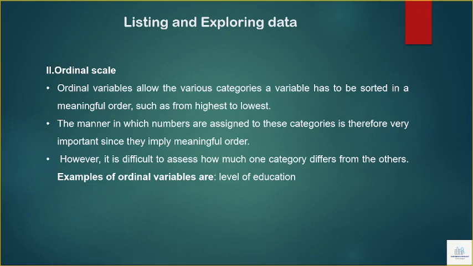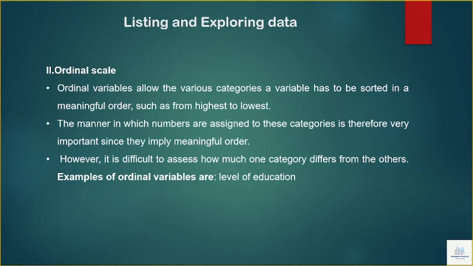So data at this level can be ranked or ordered, but the intervals between ranks are not equal or meaningful. Take note of that. You don't know how far they are from each other. You cannot really concretize the distance between them, but you know that there is an order. So the manner in which numbers are assigned to these categories is very important, since they imply a meaningful order.